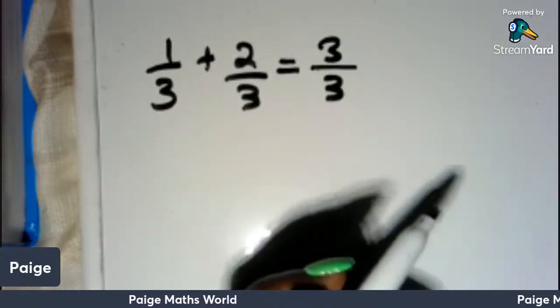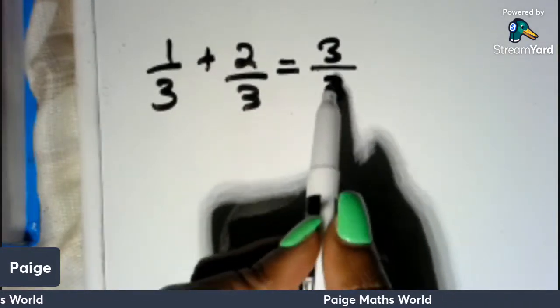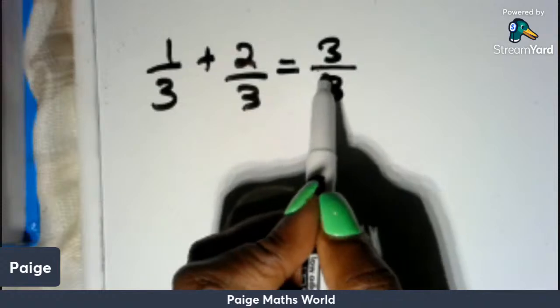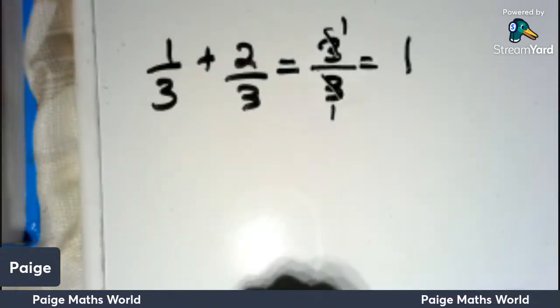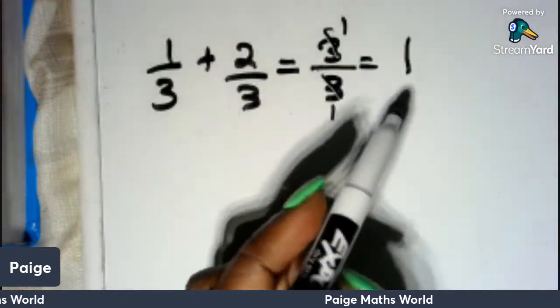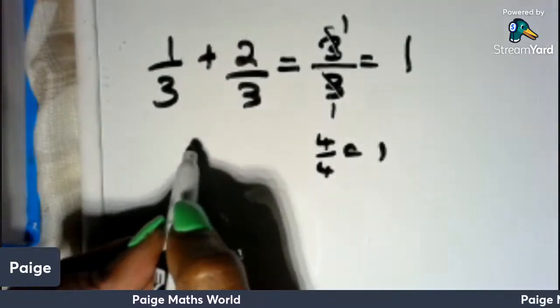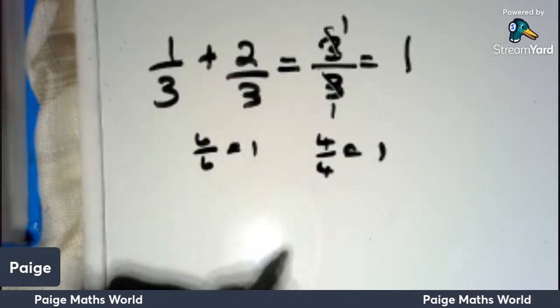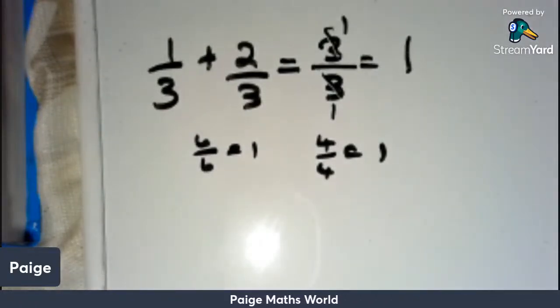You can say 3. How many times can you get 3 into 3? We can get 3 into 3 one time, right? So they'll cancel out, and you'll get 1. So 3 over 3 is 1. 4 over 4 is 1. 6 over 6 is also 1. So once you have a number over itself, it is 1. You guys get that part of it?